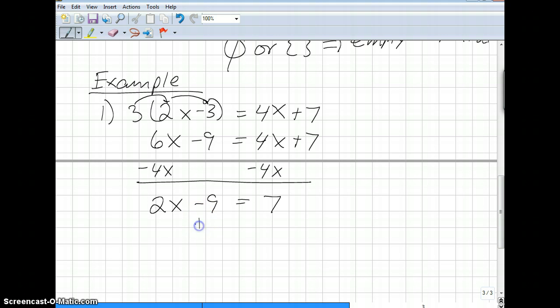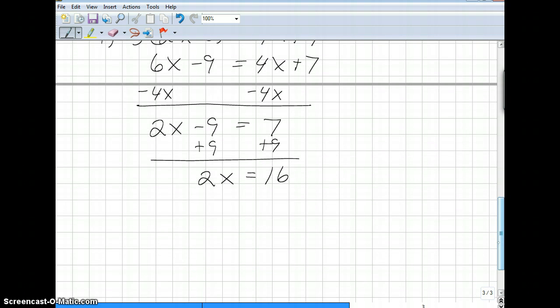Then I'm going to add 9 to both sides. Again, remember the goal here is to get your variable all by itself and everything else on the other side. I'm almost there, I just have to get rid of the 2. And since this is multiplying, I do the opposite, which is dividing. So I get x equals 8. So the solution to this equation is 8. 8 is the one value I can put in for x that makes the equation true.